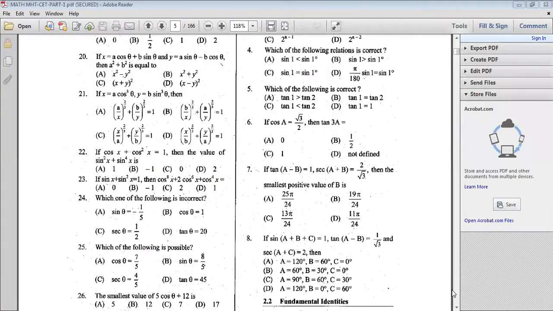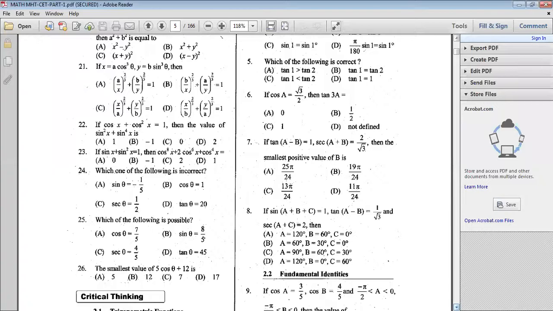Next. Observe the 24th problem. Which of the following is incorrect? Can sin theta be minus 1 by 5? Because the range of sin theta is minus 1 to 1. So minus 1 by 5 lies in between only. So that is correct, means that we can take it. So that is not our answer.